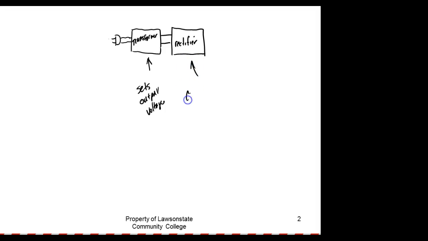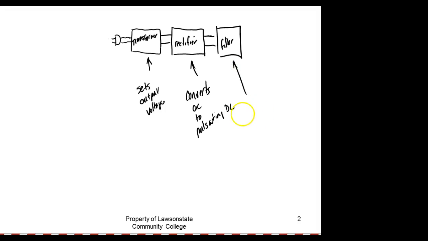Rectifiers, what does it do? So this converts AC to pulsating DC. And then this is where we're at so far. But before long, we'll come up here and add this. And what's the function of the filter? This guy converts pulsating DC into unregulated DC.